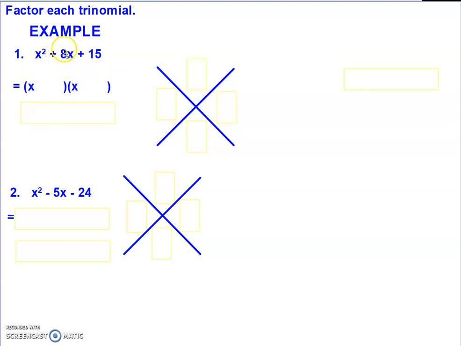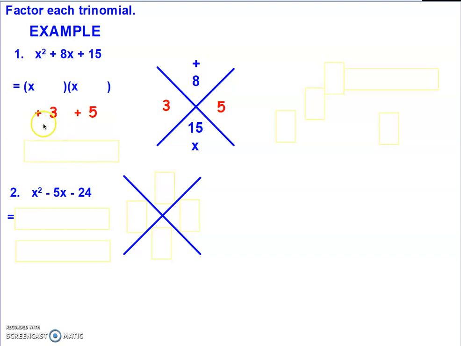Well, we take the coefficient of x, which is 8, and we put that at the top because we want two numbers that add up to 8. And then we take the number at the end, the constant, and we put it at the bottom because we want two numbers that multiply to give us 15. Well, let's see if we can think of two numbers. How about 3 and 5? 3 plus 5 is 8. 3 times 5 is 15. Those two numbers work.